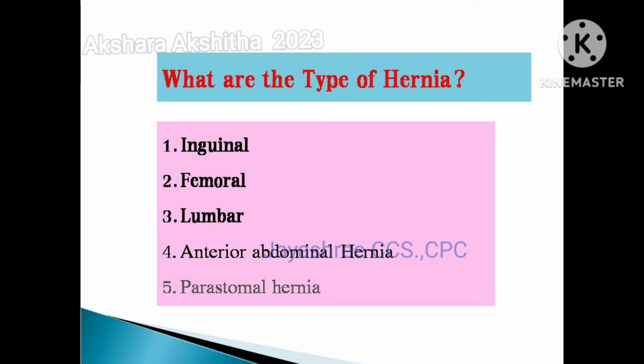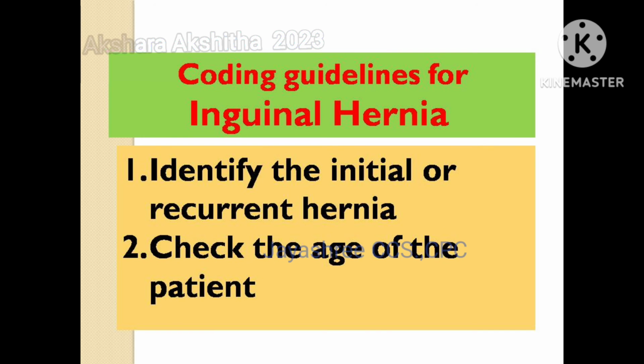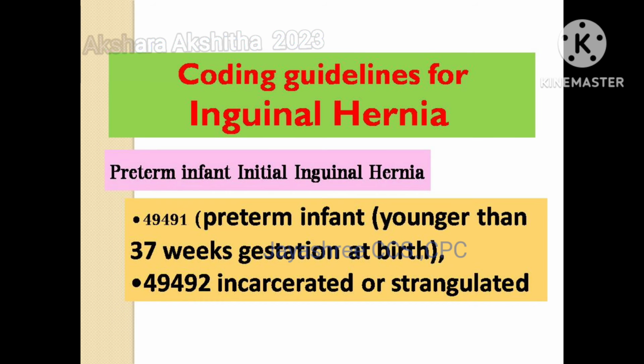Based on these types of hernia we have the CPT codes. Let's see the first type, inguinal hernia. So, coding guidelines for inguinal hernia. Before selecting the CPT code, we need to look for some points. The first point is we need to identify whether it is an initial hernia or a recurrent hernia. Next, the age of the patient we need to check. Based on that, CPT codes are differentiated, especially in inguinal hernia.